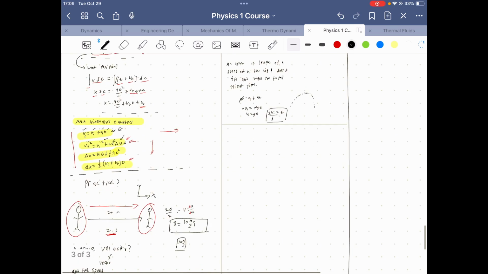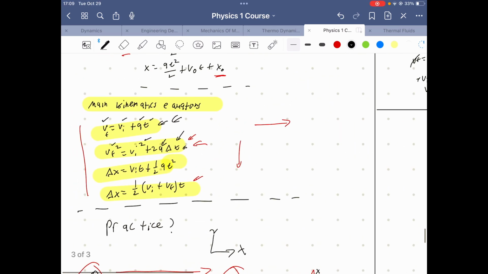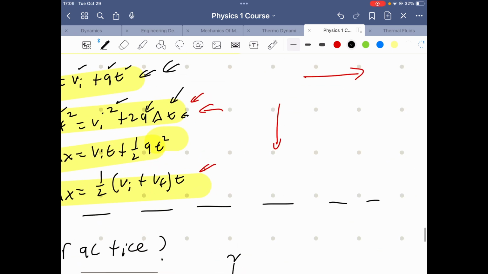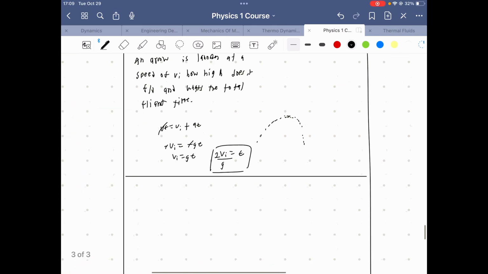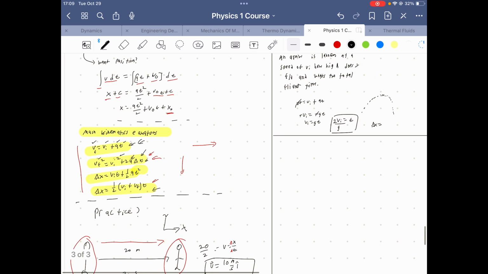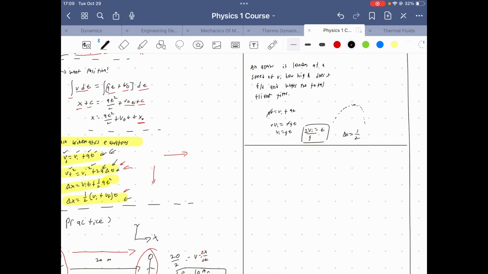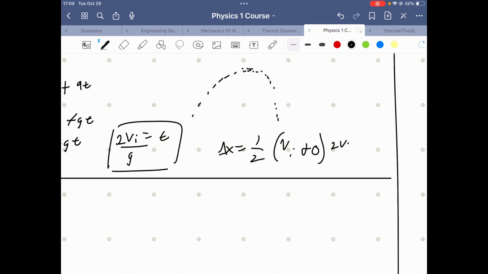Let's plug this into a different equation, because we can likely solve for how high it goes. Let's choose an easy one. Well, we can use this last one here. That one's fairly simple. So delta x is equal to 1/2 times Vi, which we have. We don't have a Vf, so plus 0, times t, which is just 2Vi over g.